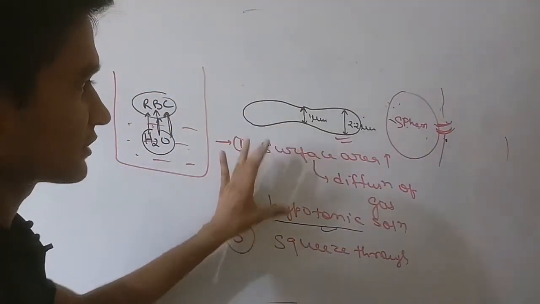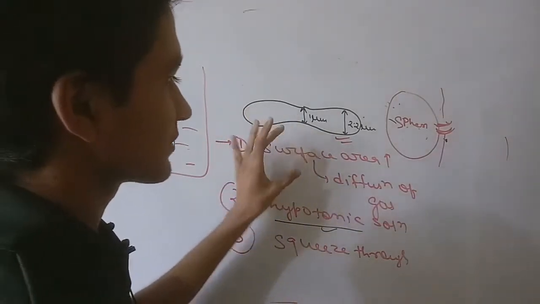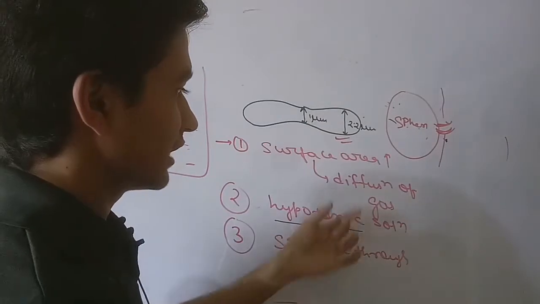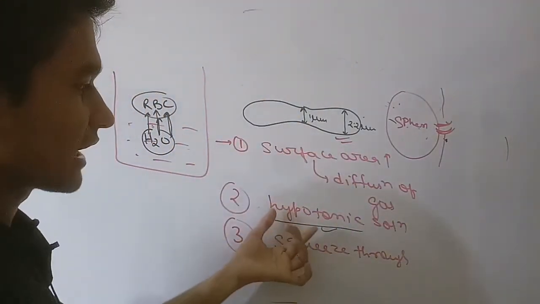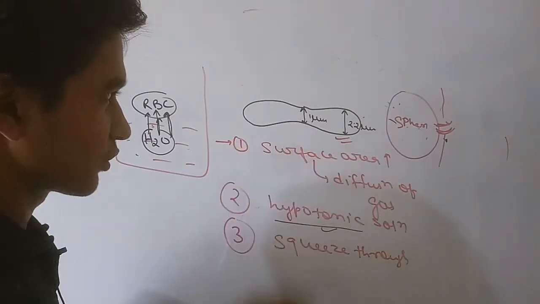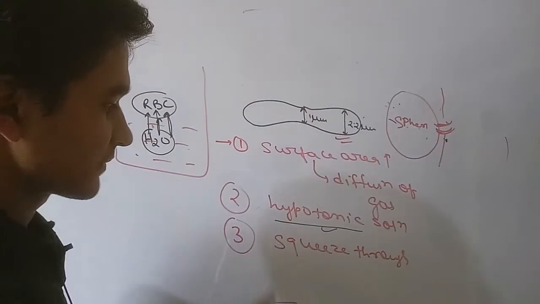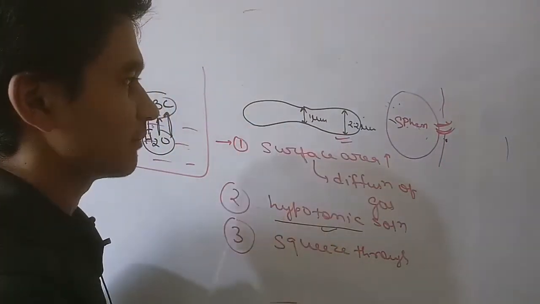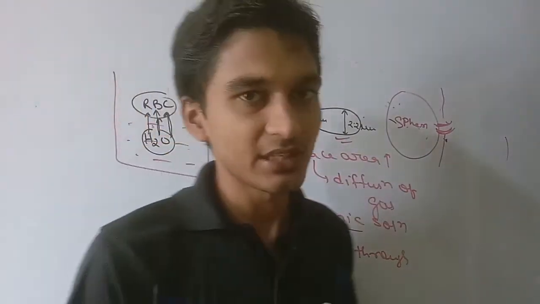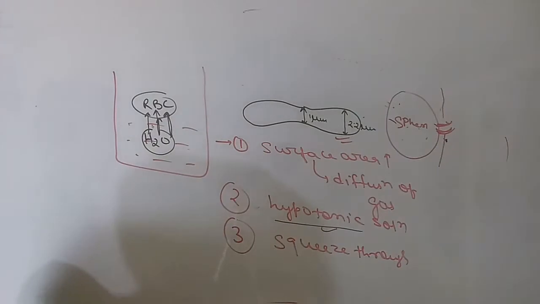So these are the three benefits from a structural point of view. First, the biconcave shape increases the surface area of the RBC, which increases diffusion of gases. Second, RBC can withstand hypotonic solution better than a normal cell, because the biconcave cell first converts into a spherical cell and then goes for bursting. And third, squeezing through capillaries becomes easy due to the biconcave shape of the cell. So these are the points about the morphology of RBC.